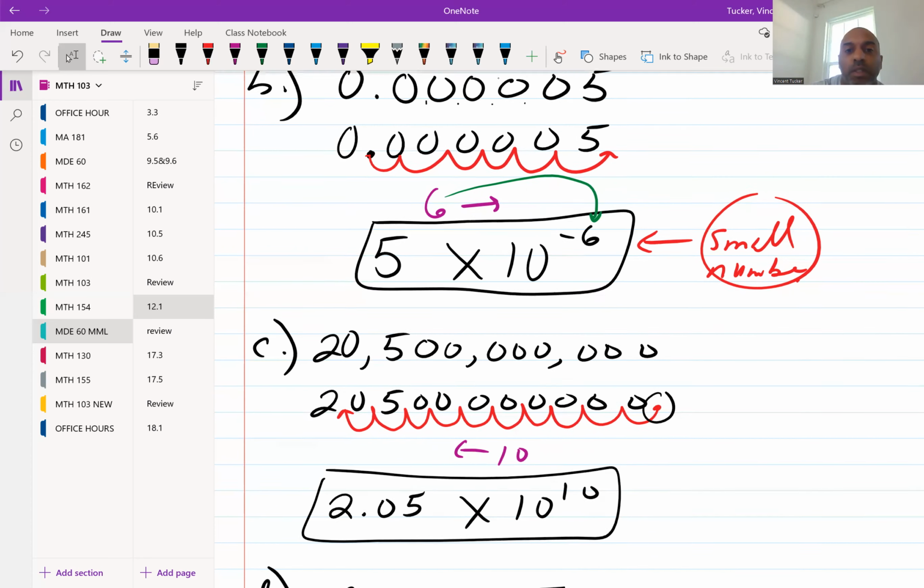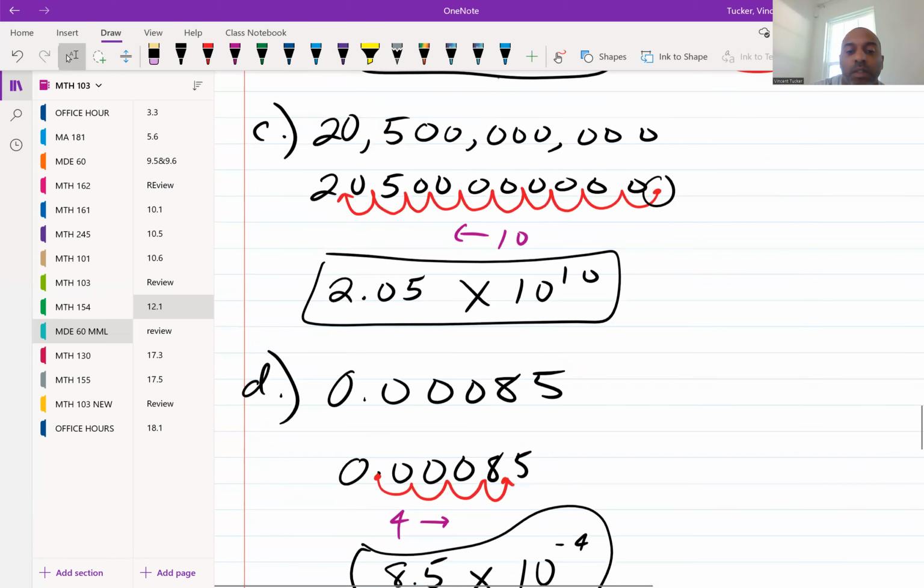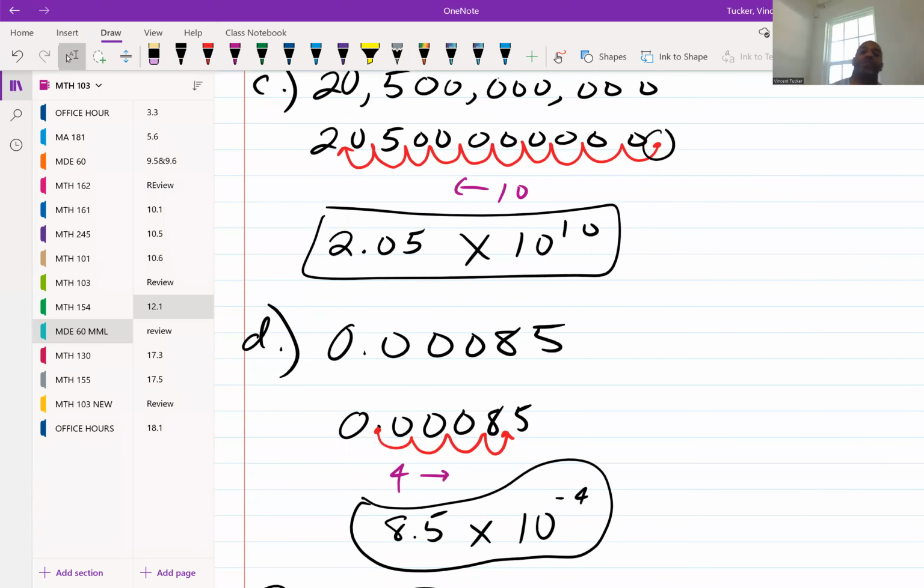All right. One more like this, 0.00085, and we want to write it in scientific notation. Move our decimal 4 places to the right to create the number 8.5. Once again, 8.5 is in between 1 and 10. So that gives us 8.5 times 10 to the negative 4th power. Any questions?